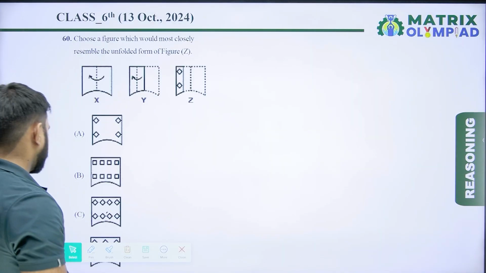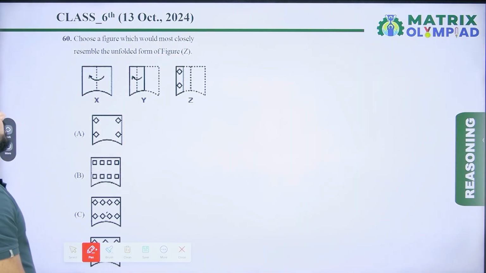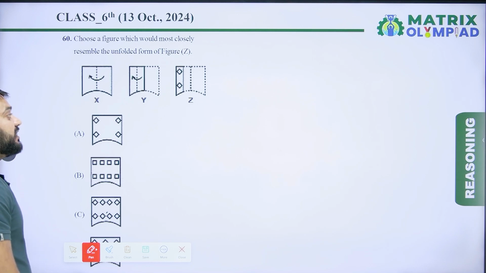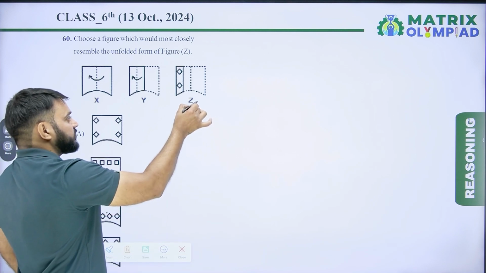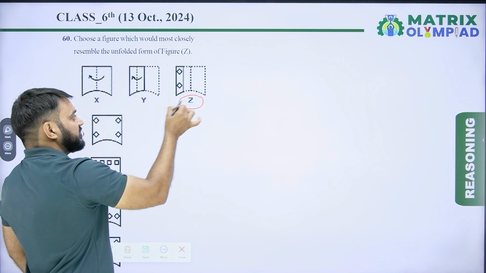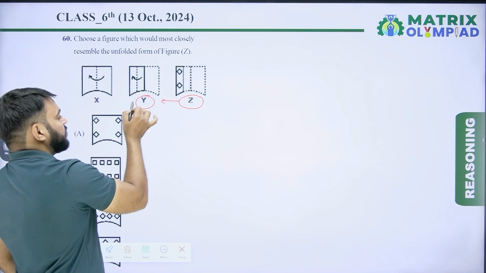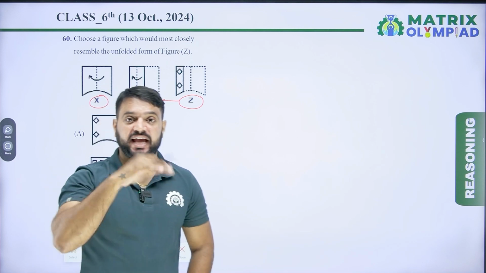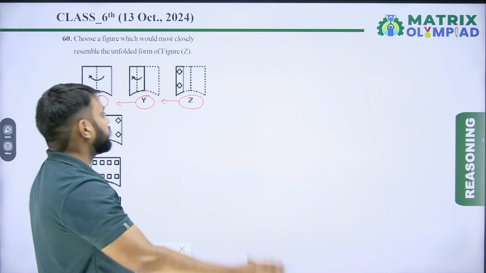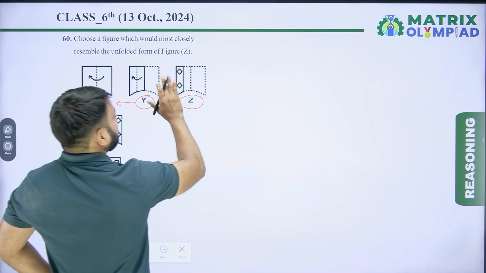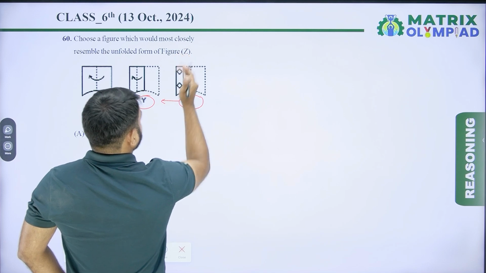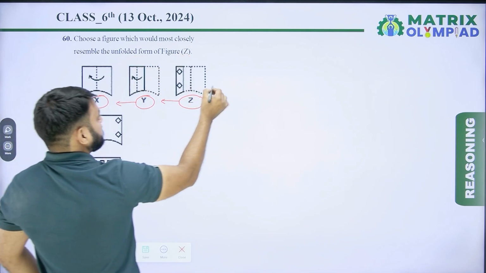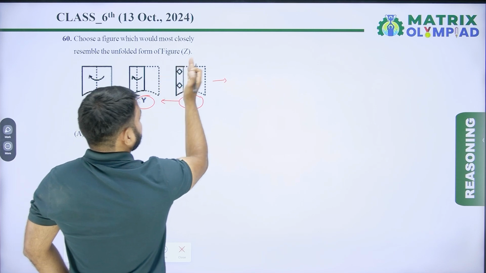So next question is question 60. Choose a figure which would most closely resemble the unfolded form of figure Z. So in this type of questions, first unfold the Z, then we got Y. Now unfold the Y, then we got X and find the image of X because X represent unfolded paper. So figure Z unfolded in this direction because figure Y has been folded in this direction. So this figure will be unfolded in this direction.